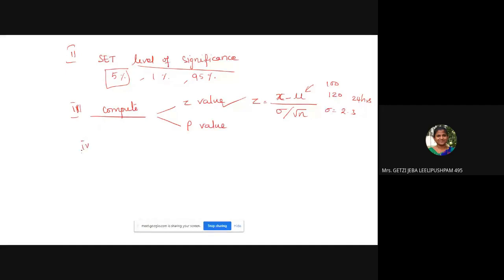Then the next step is you have to justify whether you accept the null hypothesis or reject the null hypothesis. Now, how do we say that we accept or reject it? Using the level of significance. The level of significance has a certain value that you can refer to in a standard table.